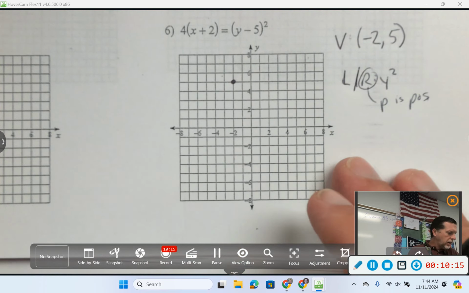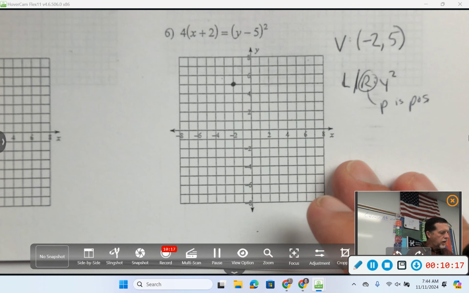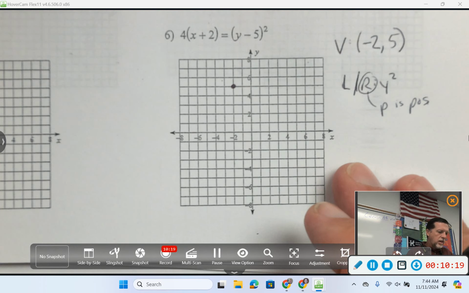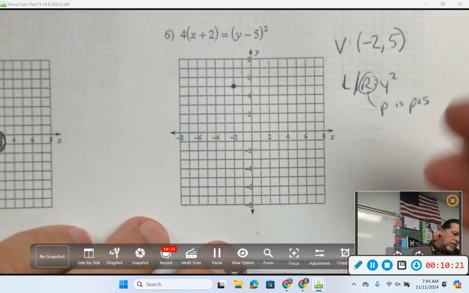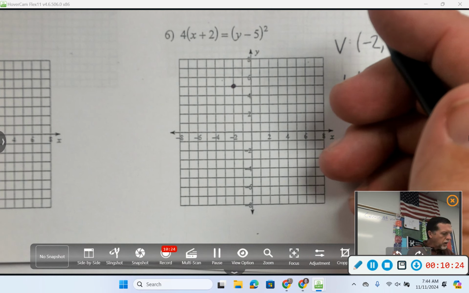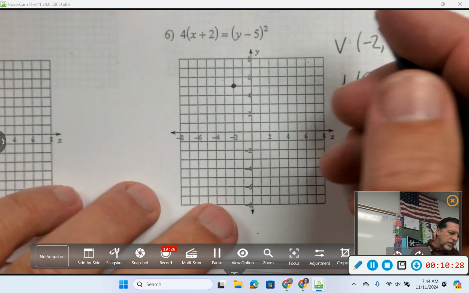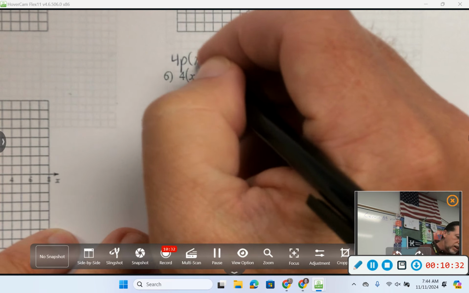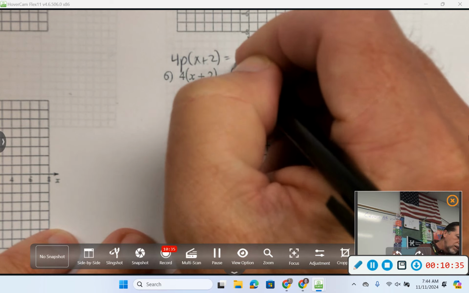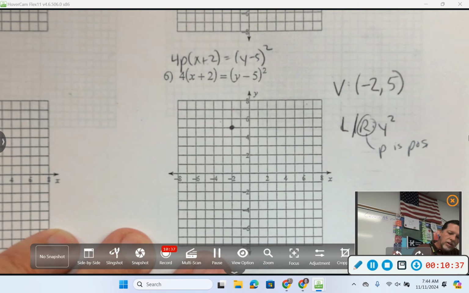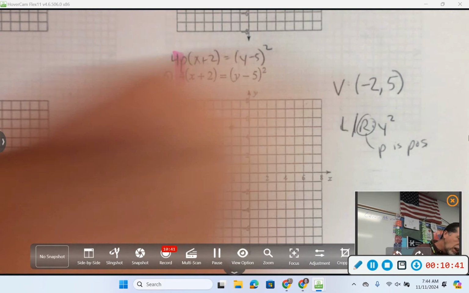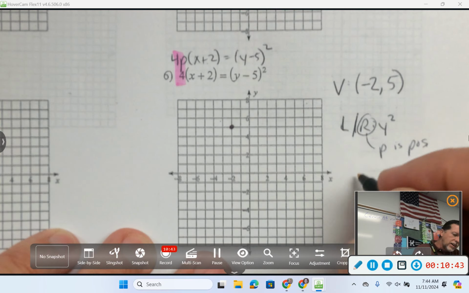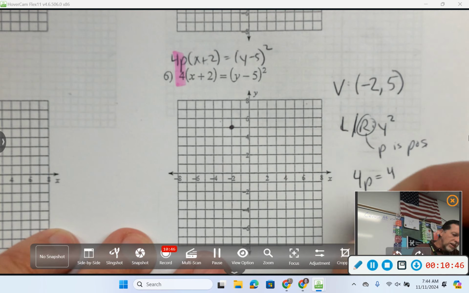Okay, we got to think back here for a second, because now I need to figure out what P is. So the 4P, this is where we got to be careful, is not on the squared side. The 4P is on the not squared side. So this is 4P, x plus 2, y minus 5 squared. So that coefficient is 4P. So yes, Ryan, go ahead. What does P equal? 1.